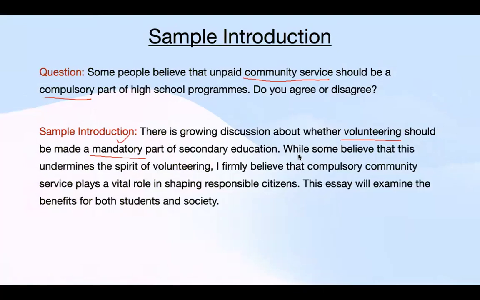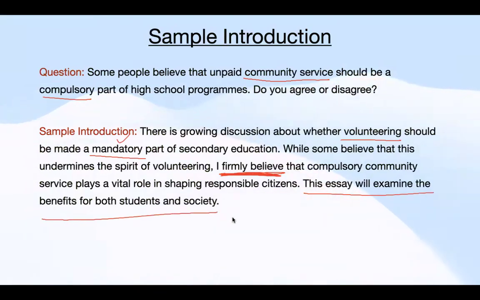And after that: while some believe that this undermines the spirit of volunteering, I firmly believe that compulsory community service plays a vital role in shaping responsible citizens. So the opinion is stated clearly. Then: this essay will examine the benefits for both students and society. Now, this is my outline statement. This is my outline sentence.